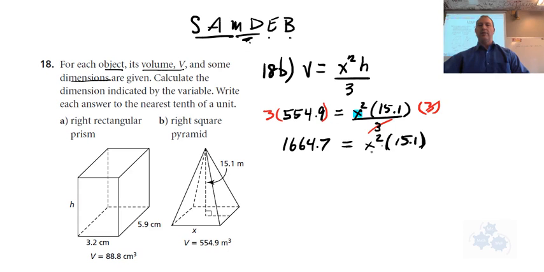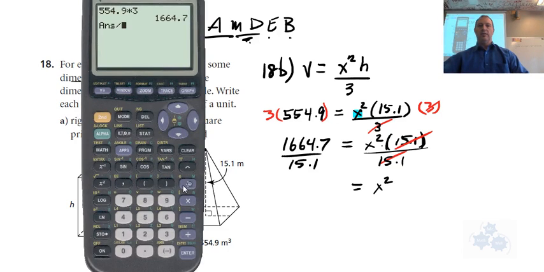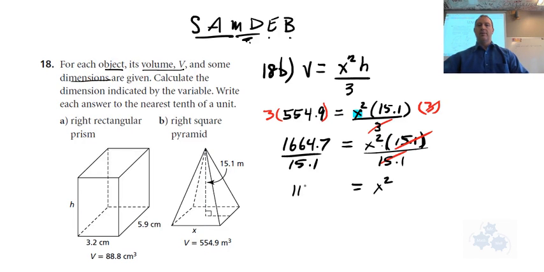So again, we want to get rid of the 15.1. It's being multiplied. So let's do opposite operations. That's the division part now. So divide by 15.1. And again, what that will do is the 15.1 will be divided out. So we have x squared left. And then this answer here divided by 15.1 is going to be 110.245.